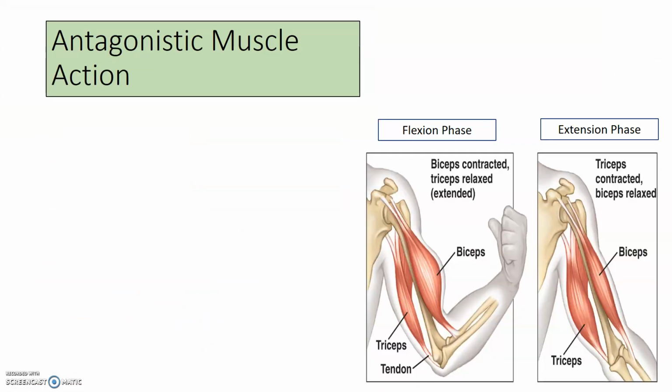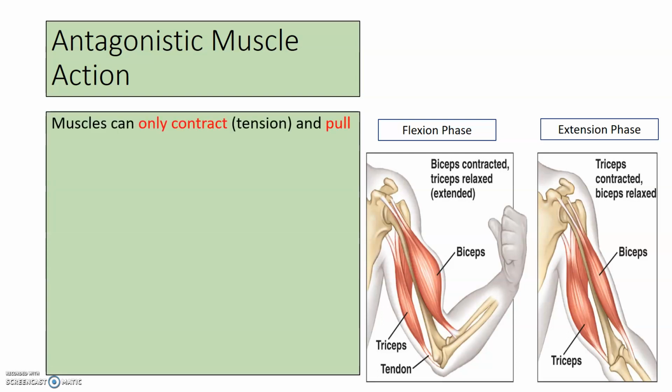So first and foremost, antagonistic muscle action. So what do I mean by this? Remember, and I'm always going to constantly say this, muscles can only contract, and you've probably heard that word before. When we talk about muscle contraction, what we mean is the muscle tenses. And muscles can only pull, and they can only pull on the bones that they're attached to. So we need to be aware of that as well in terms of thinking about the movement.